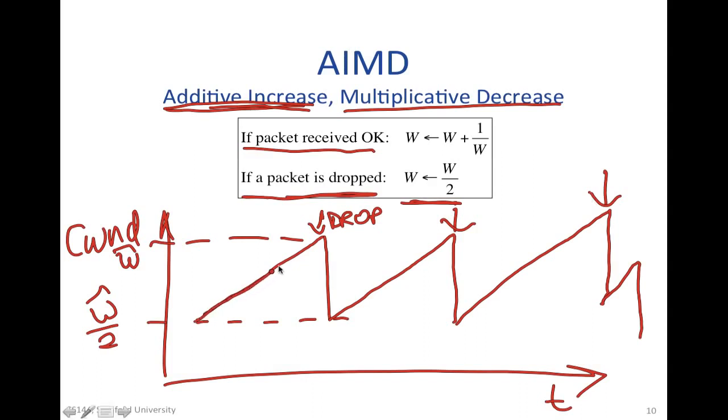So here is the additive increase. Here is the multiplicative decrease. The additive increase, the multiplicative decrease. This is often referred to as the TCP Sawtooth or the AIMD Sawtooth, just because of its shape.